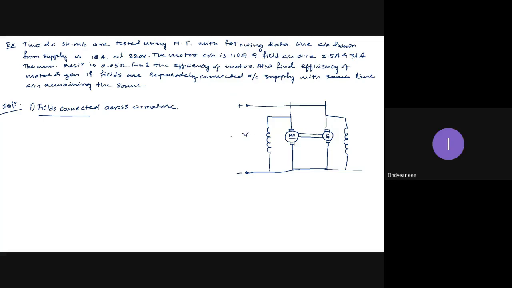Okay, so supply voltage is 220 volts. So field currents are 2.5 amperes and 3.1 amperes. So this is 2.5, motor field current will be low and generator field current will be more, 3.1 amperes. Okay. The line current drawn from the supply is 18 amperes. Then the motor current is 110 amperes. So this is 110.